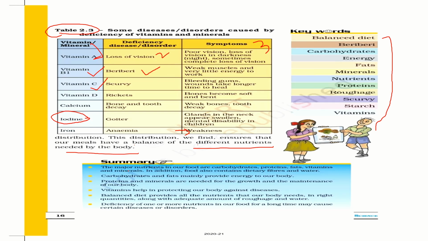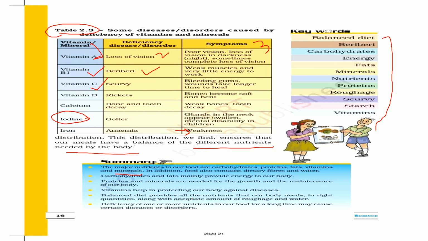Okay, summary: the major nutrients in our food are carbohydrates, proteins, fats, vitamins and minerals. These are the major nutrients our body needs. In addition, food also contains dietary fibers and water. Water is a very important nutrient for our body. Okay, drink more water daily. Carbohydrates and fats mainly provide energy to our body. Proteins and minerals are needed for growth and maintenance of our body. Okay, vitamins help in protecting our body against diseases.